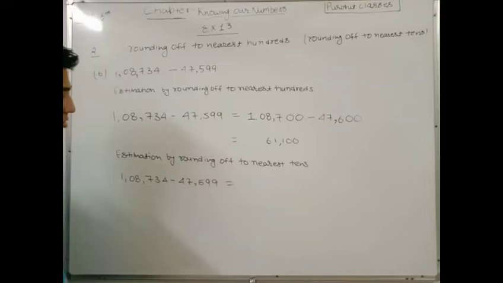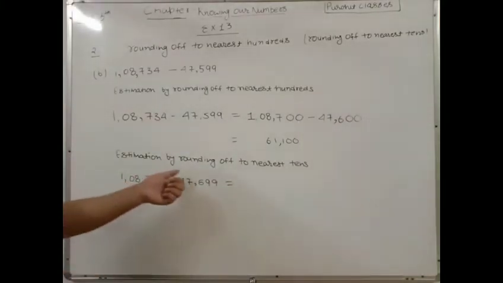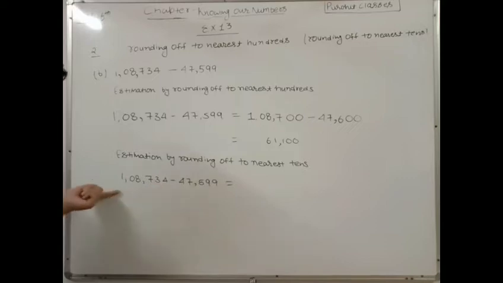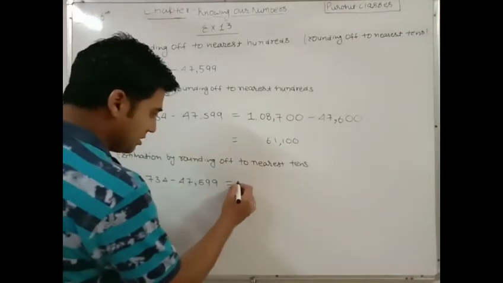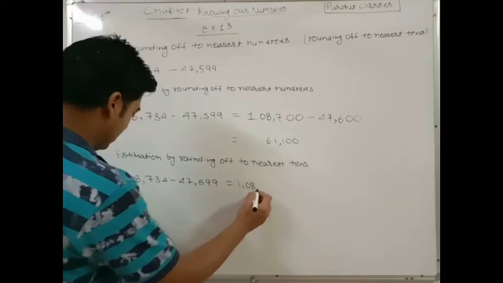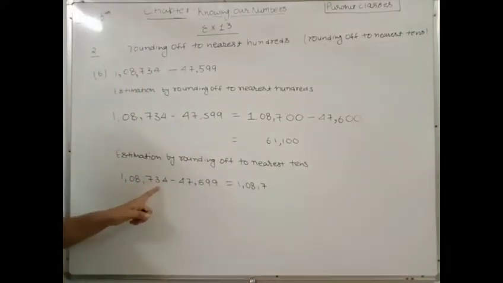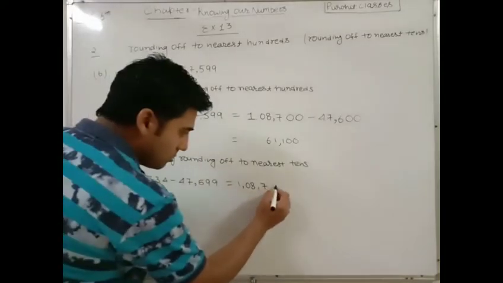47,599. This will be equals to, now at this time we have to round off only up to nearest tens place, means only up to 3. So remaining digits will be noted down as it is, 1,08,700. And the digit which is preceding the digit which we have to round off should be 0. So this will be 0.